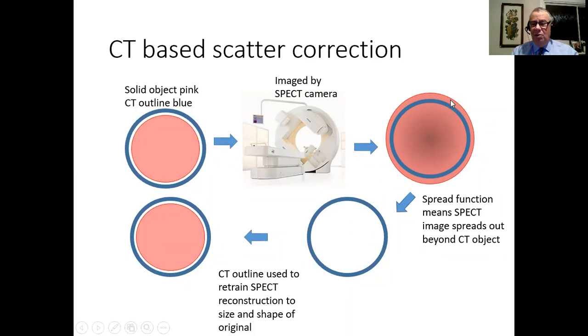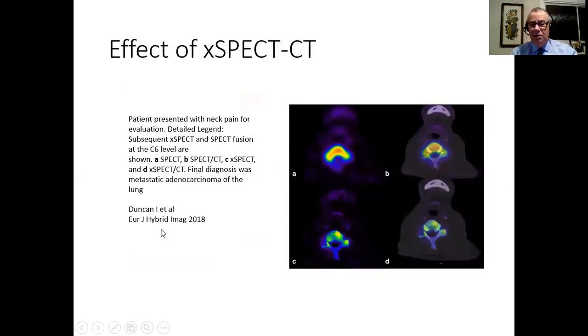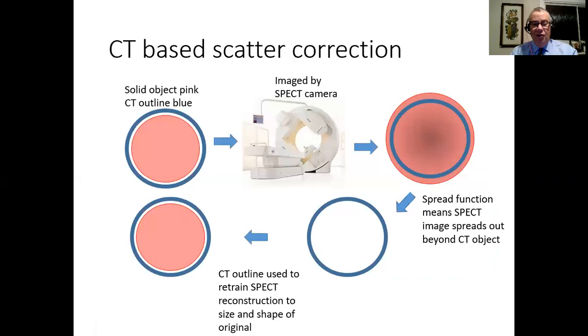But if you remember, when we look at things like spines, we often see activity beyond the edge of the vertebra, and it's called spread function. Spread function is all to do with scatter and the Compton scatter diagram. However, we know that all this activity came from this area, so all this is scatter. If you can use some clever mathematics, you can use the CT shape to reconstruct what it would have been originally. So you can go back to that original image. This is CT-based scatter correction.